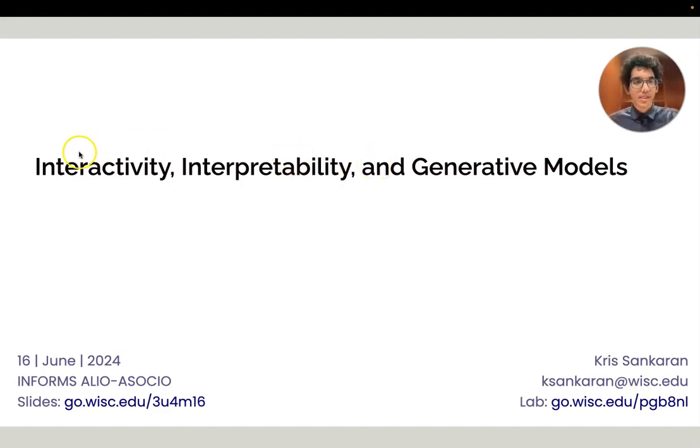So today what I'm going to be sharing are some thoughts about interactivity and interpretability, and these are all discussed in a lot more detail in 2 review articles that I've added at the very end.